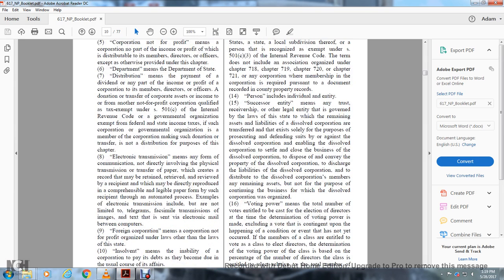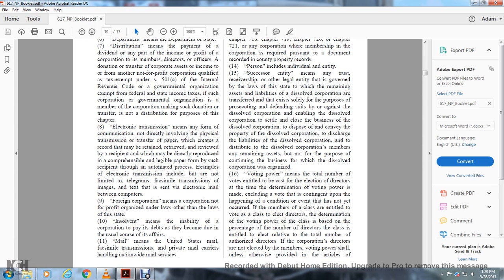Electronic transmission means any form of communication not directly involving the physical transmission or transfer of paper, which creates a record that may be retained, retrieved, and reviewed by a recipient and which may be directly reproduced in comprehensible and legible paper form by such recipient through an automated process. Examples of electronic transmission include but are not limited to telegrams, facsimile transmission of images, and text sent via electronic mail between computers. Foreign corporation means a corporation not for profit organized under laws other than the laws of this state.